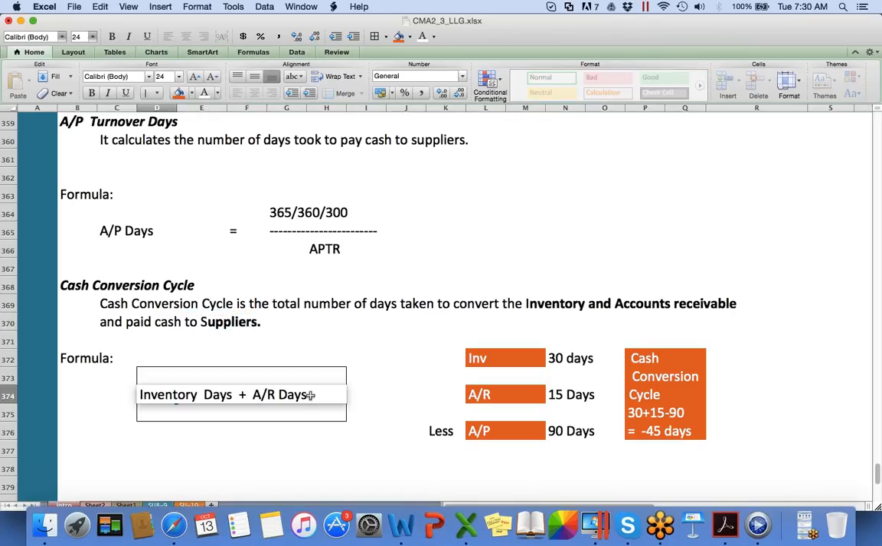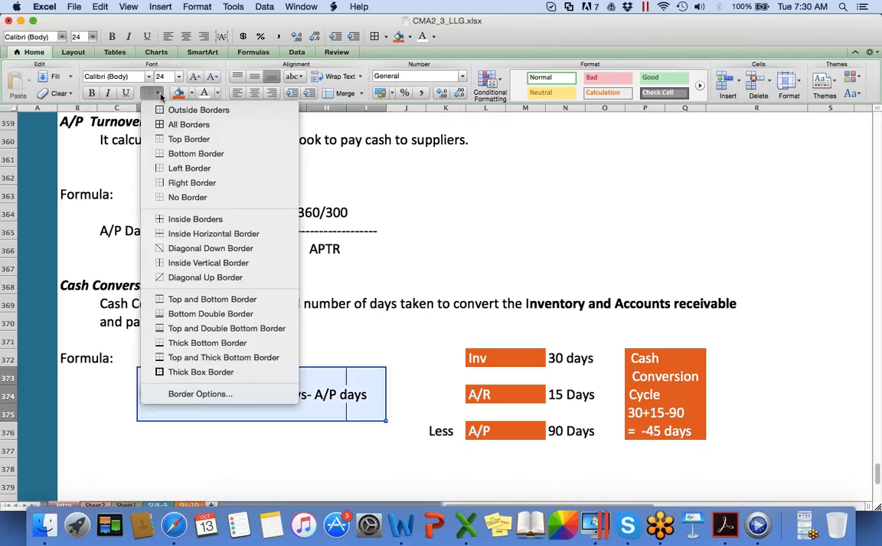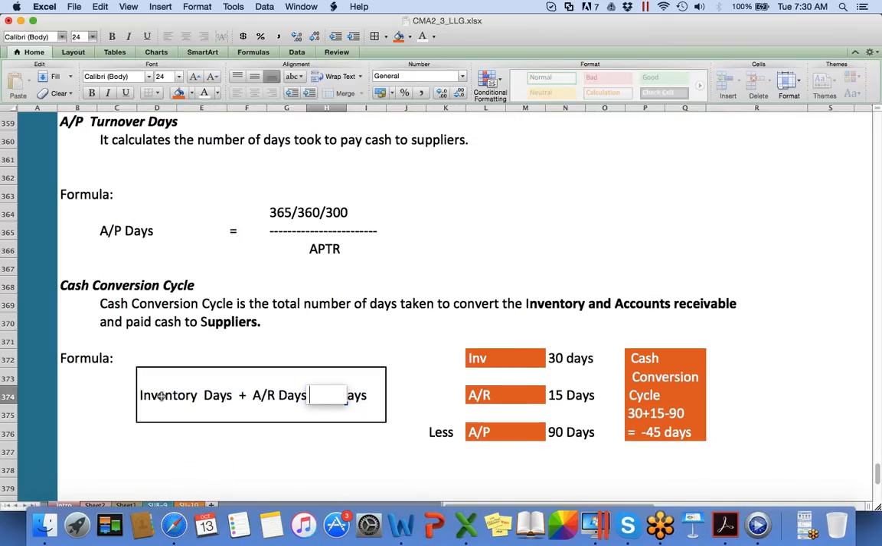So here inventory days, accounts receivable days minus accounts payable days will give you the answer for the cash conversion cycle. This is a formula. Minus, remember please, minus. Accounts payable should be deducted. Yeah, this is a formula. So inventory days plus accounts receivable minus accounts payable. This way it will give you the example.